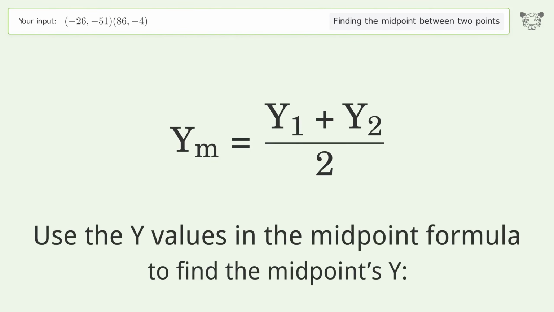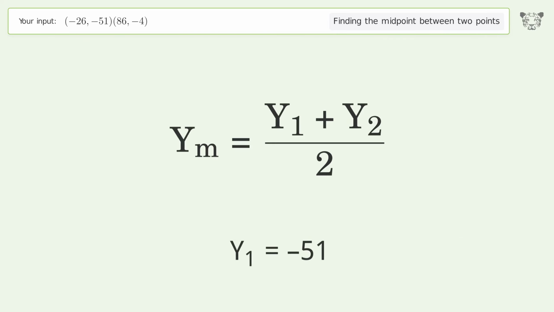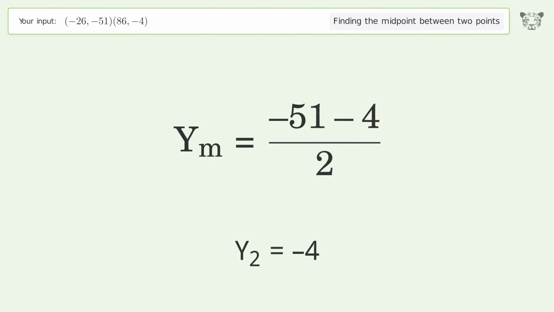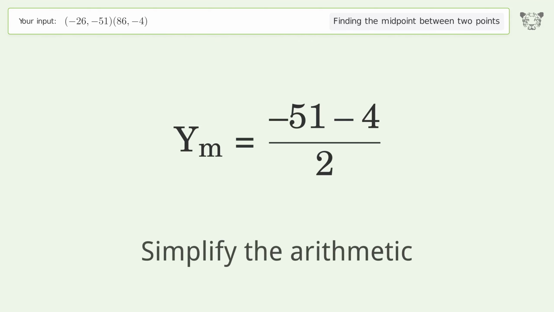Use the y values in the midpoint formula to find the midpoint's y. y1 equals negative 51. y2 equals negative 4. Simplify the arithmetic.